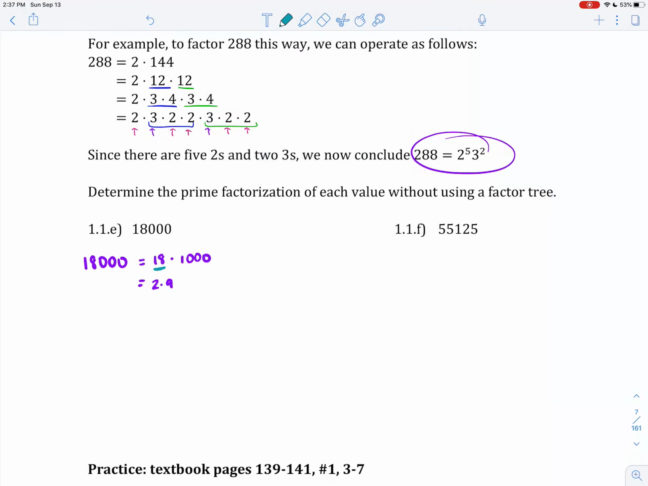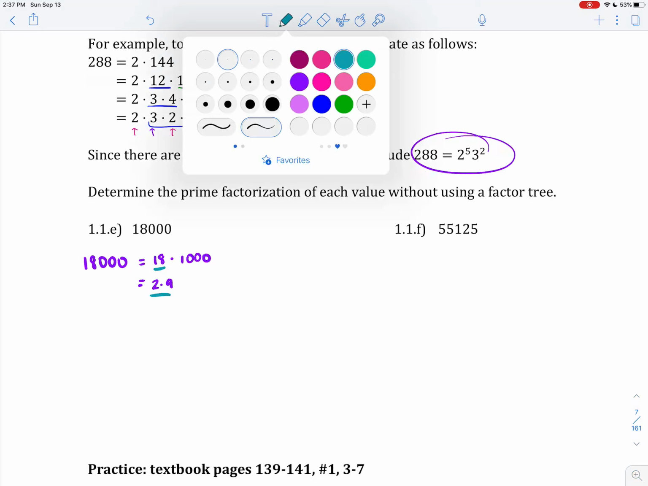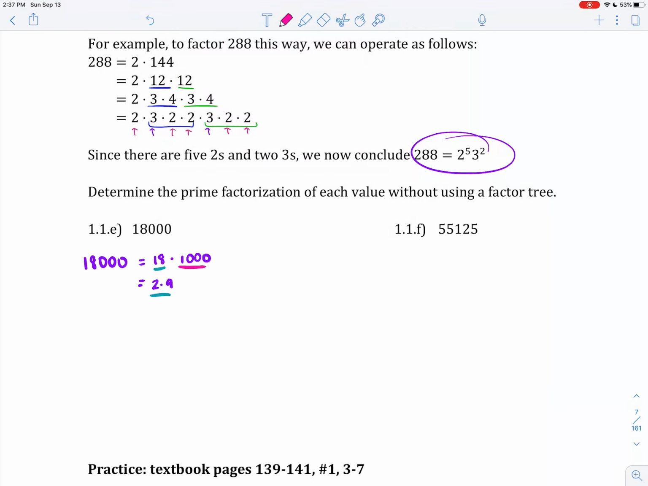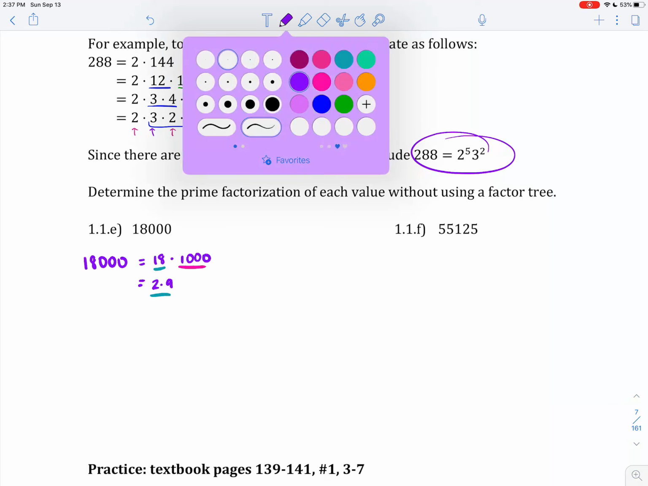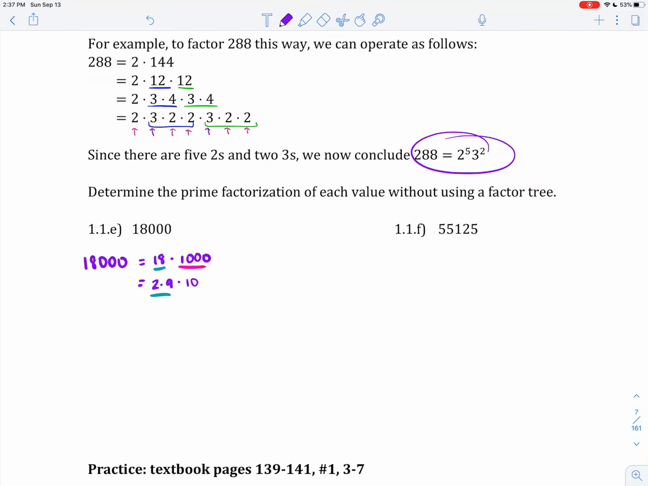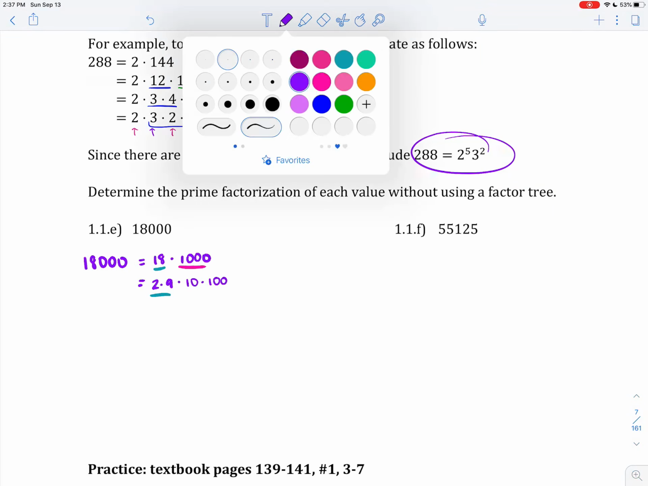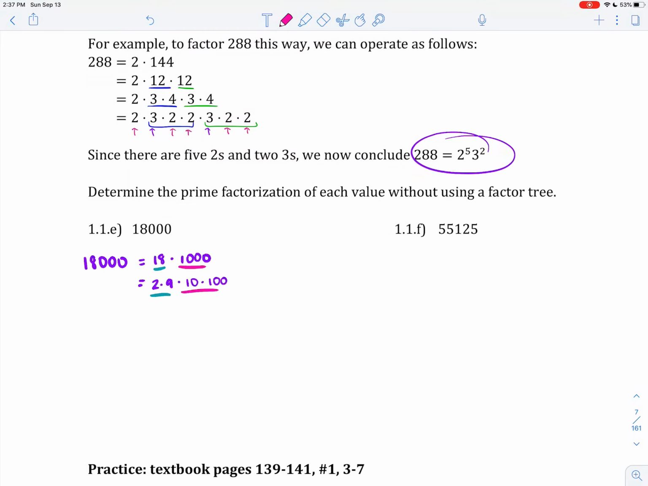Right? So just so we can see that, that 18 became 2 times 9. And this 1,000, I'm going to do at the same time and say that 1,000 to me looks like 10 times 100. So I'm going to go times 10 times 100. So my numbers aren't changing, I'm just breaking them down into smaller and smaller products, or smaller and smaller factors, so that I can have the prime factorization.